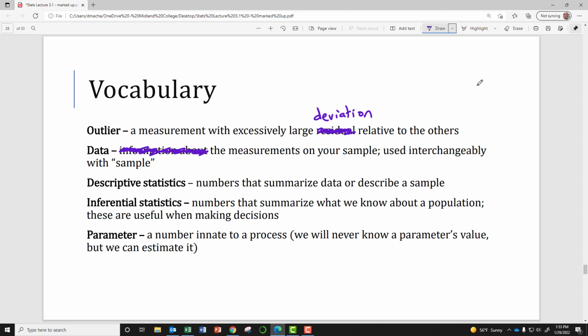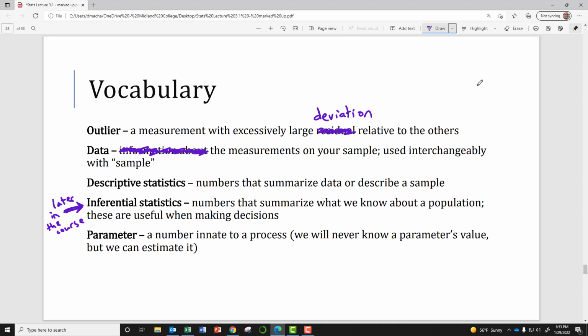Inferential statistics, we are not talking about these yet, but we will later in the semester. And these are numbers that summarize what we know about a population. And you use inferential statistics when you make decisions. That's when they become important, right? So if you're about to make a decision, you don't just want the descriptive statistics, but we're actually going to talk about how inferential statistics can really guide good decision making. Again, later in the course.